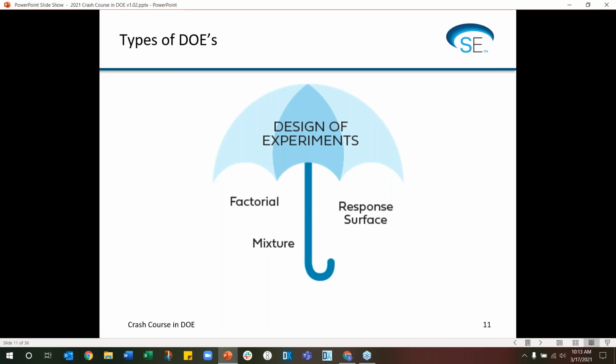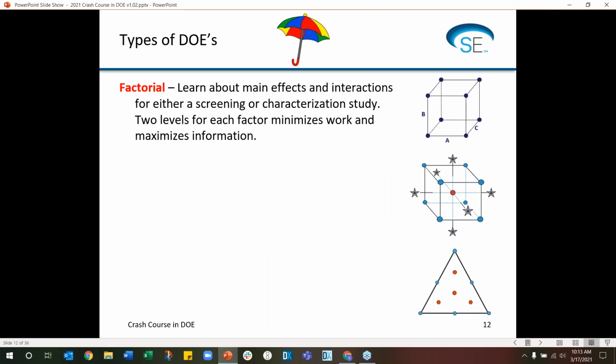So design of experiments is an umbrella. The words sometimes get confused, but actually design of experiments is this overarching umbrella. Underneath this, there are different types of DOEs that we can run. So we can run factorial designs, response surface designs, mixture designs. These are all types of DOE.